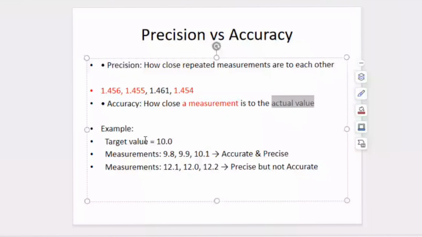Like this here, we see an example where they gave us 3 measurements, and they said the actual, targeted value is 10. Then we had 9.8, 9.9, 10.1. So in relationship to 10, these values are accurate, and at the same time they are precise because they are close to one another. So you say that these measurements are accurate and precise.